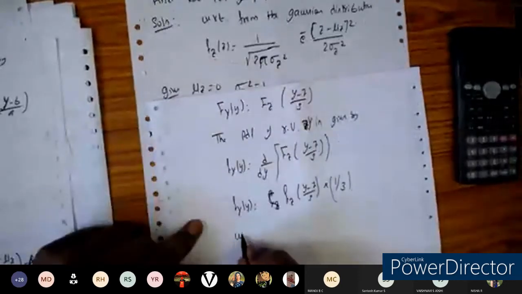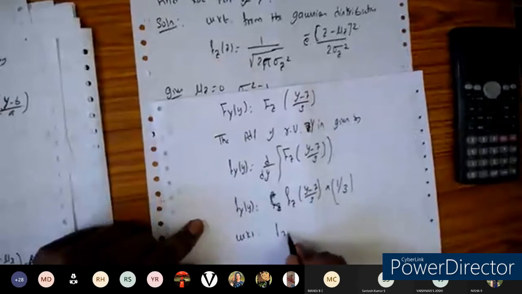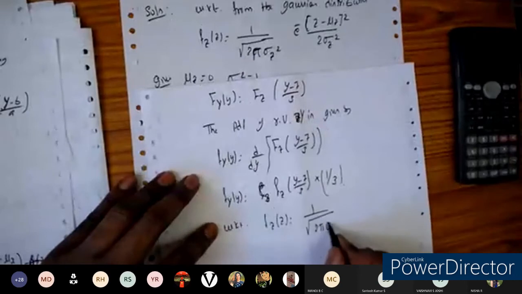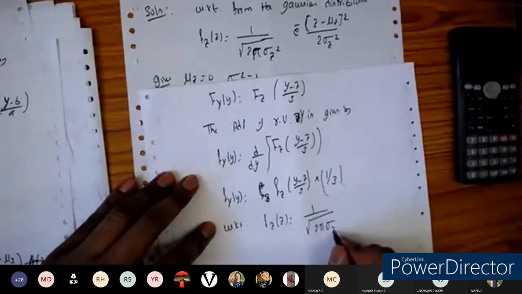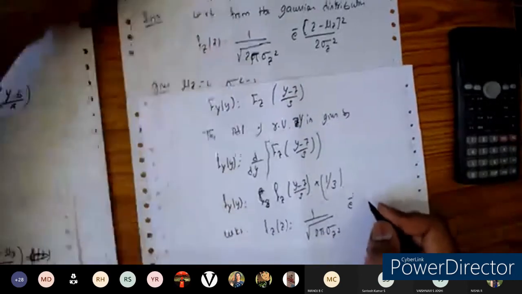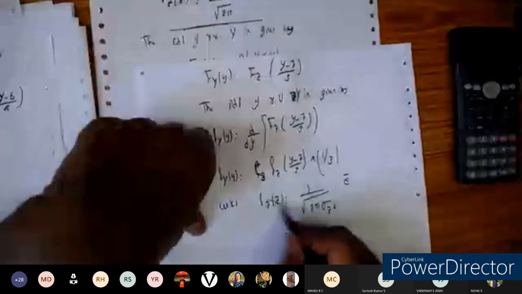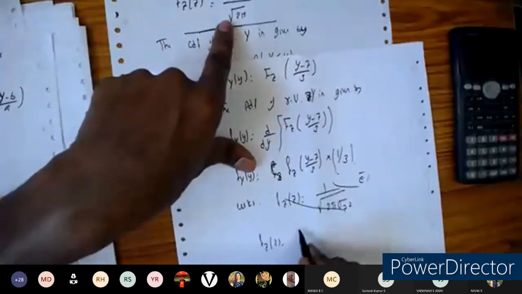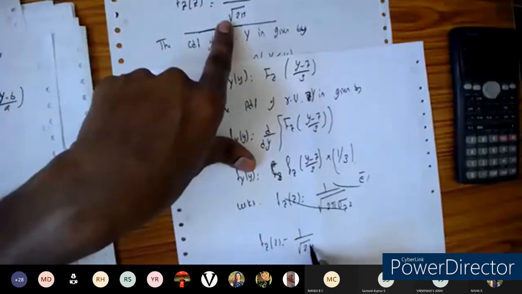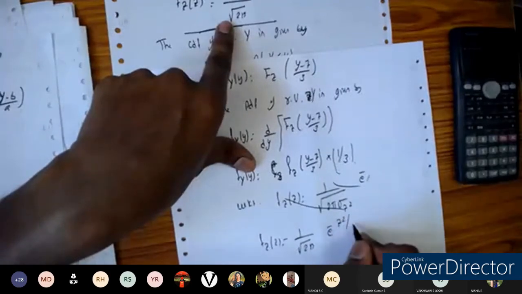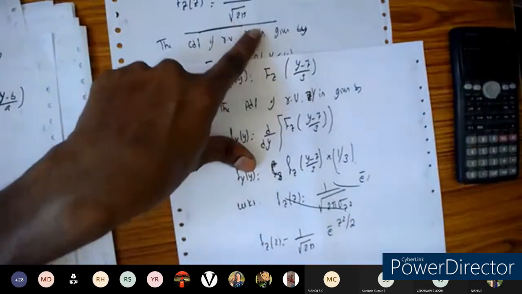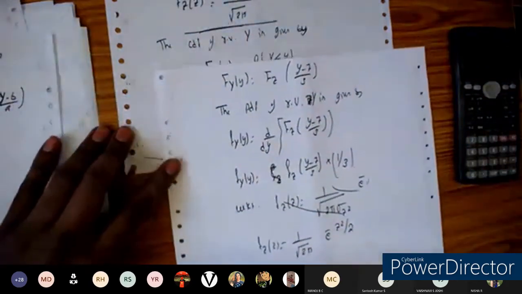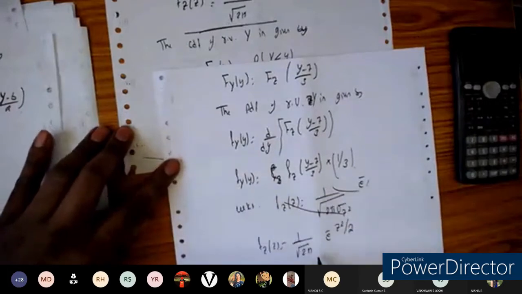We know that fZ(z) is 1 divided by square root of 2 pi into e to the power of minus z square by 2. Sorry, I'll write the final expression. So fZ(z) is equal to 1 divided by root of 2 pi into e to the power of minus z square divided by 2. Now this is the PDF we have.